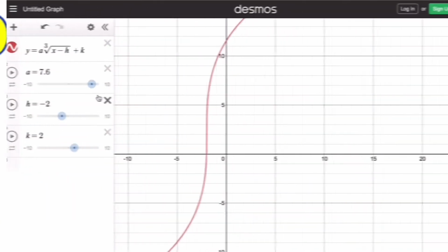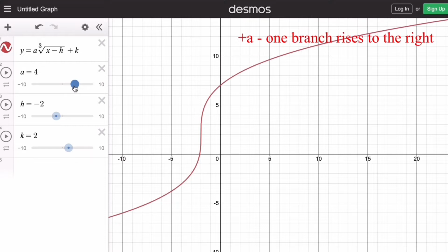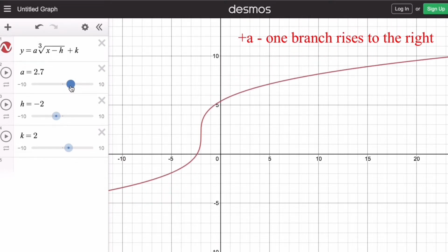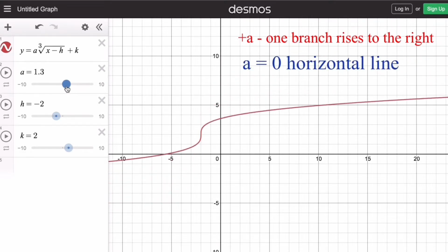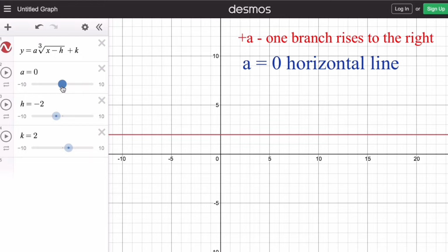We remember that if a is positive, one of the two branches rises to the right. As you can see here, this end of the graph rises to the right. Now if we change the value of a to 0, the graph is a horizontal line.